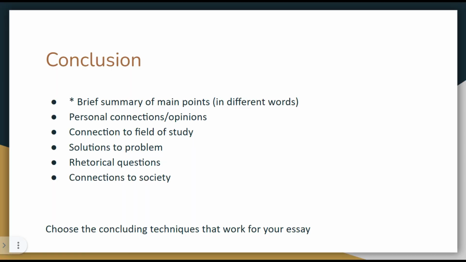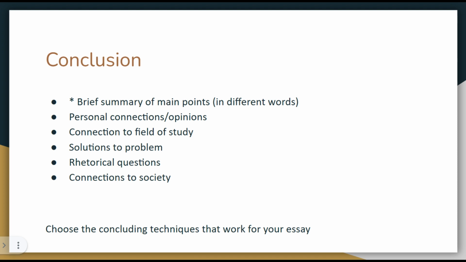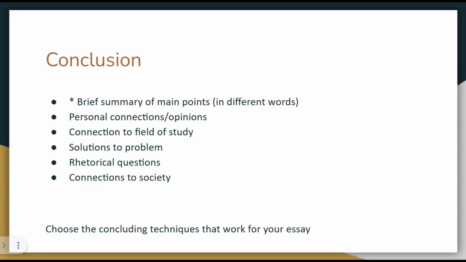You can also show any connections to your field of study. So if you are a psychology major, you can talk about why this topic is important to psychology, for example. If you have discussed a problem in your paper, then you can offer solutions to that problem. You can ask rhetorical questions, which are questions that do not require a response, but they're just there to help your reader think more deeply about your topic. And finally, you can show any connections to society at large. So why should we even be talking about this topic? What are the societal implications, etc.?